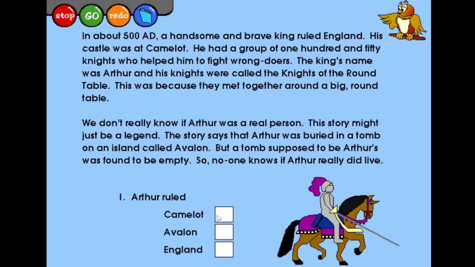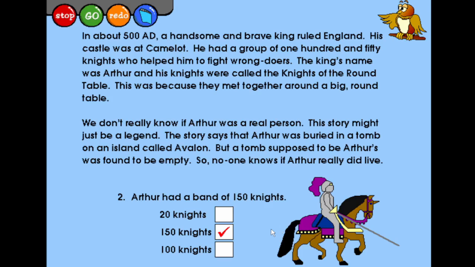Read the sentence. Click on the correct answer box. Arthur ruled England. Read the sentence. Click on the correct answer box. Click on the book at any time to read the story again. Click on the sentence for help.